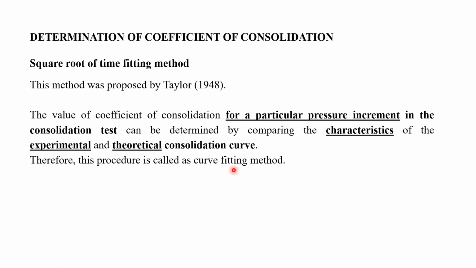So you can see this procedure is called a curve fitting method, because both graphs, experimental as well as theoretical, have been found similar. Taylor proposed that these graphs are similar. That is why the square root of time fitting method can be used for the determination of the coefficient of consolidation.